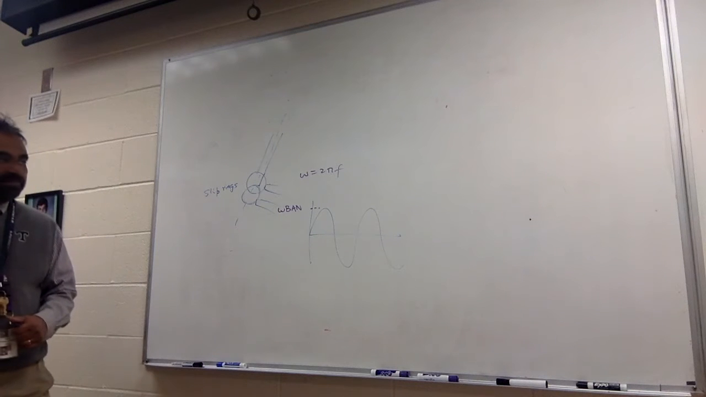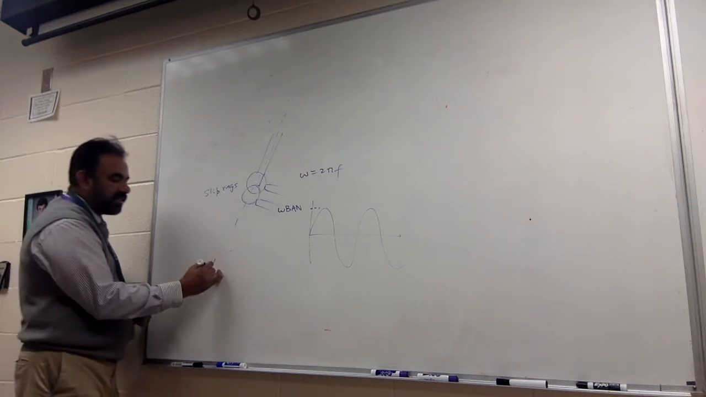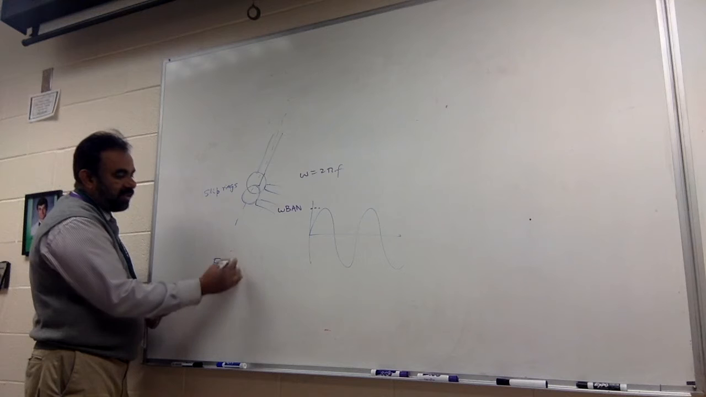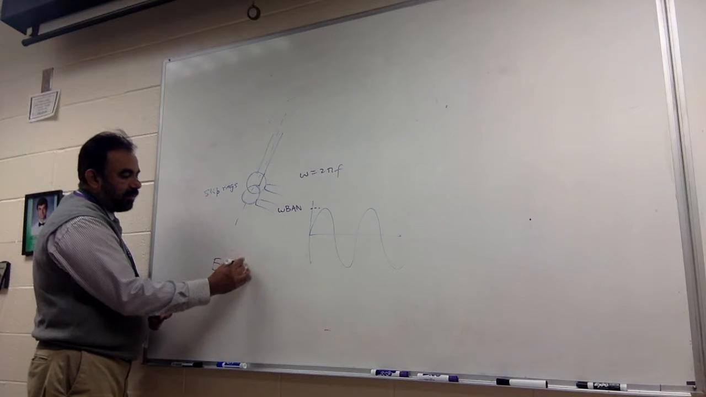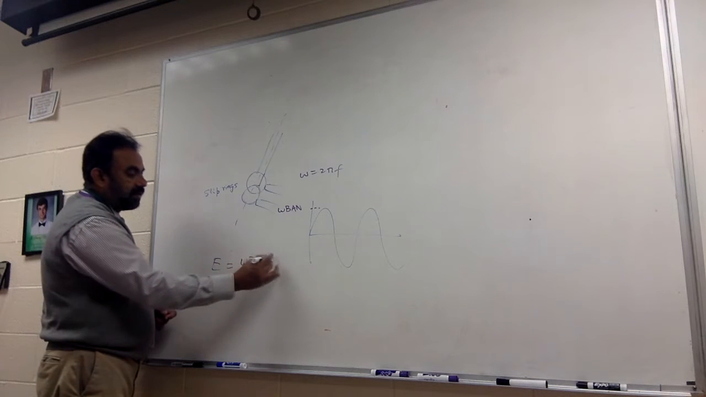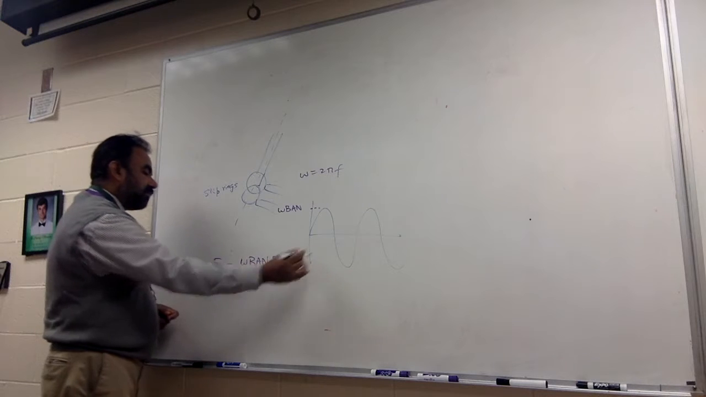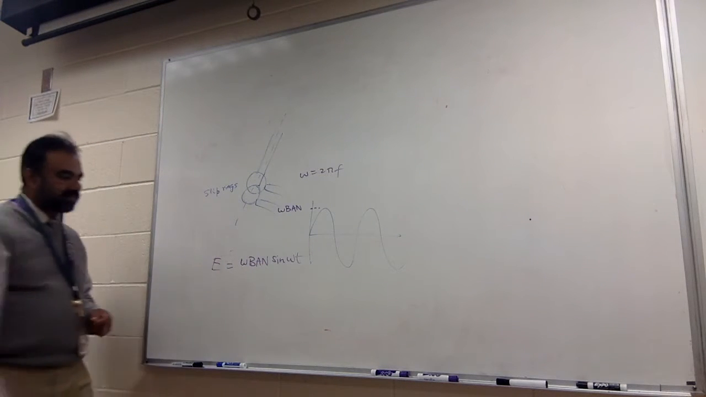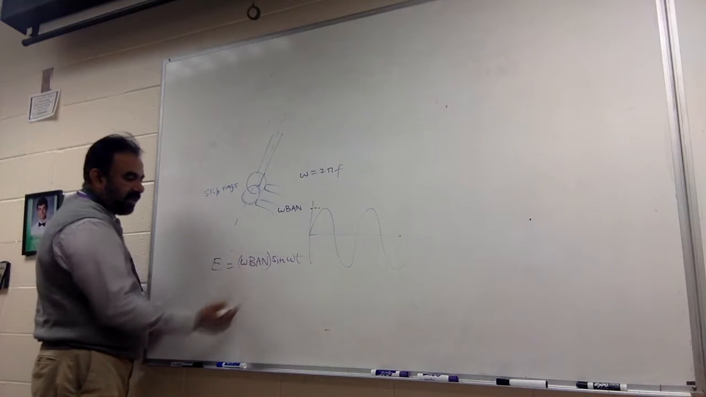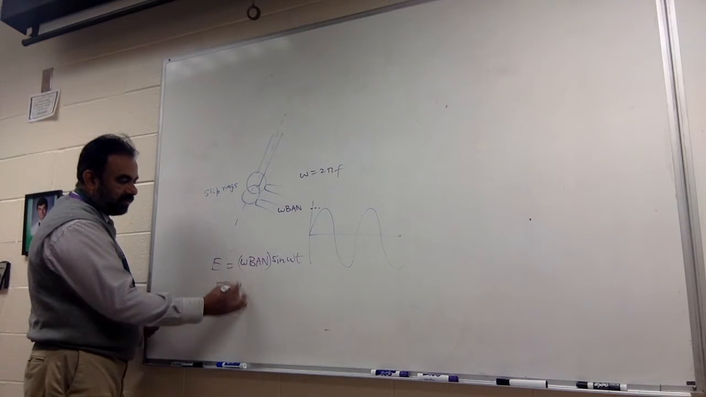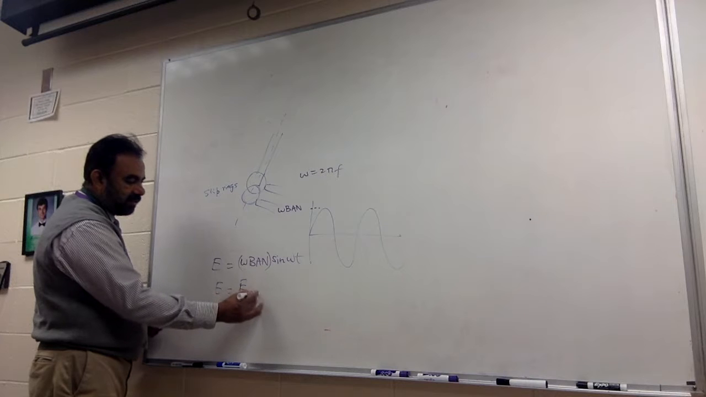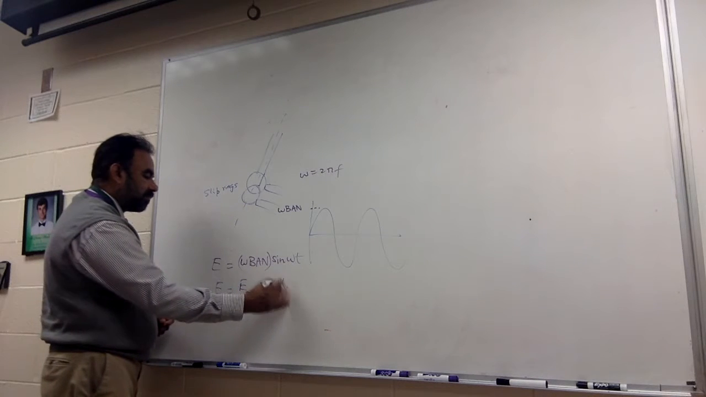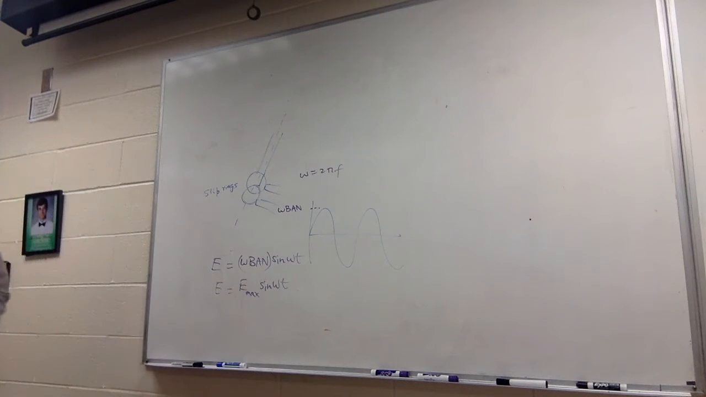That is the peak value, and the whole equation is EMF is equal to omega BAN sine omega t. That's the equation for the generated EMF. And this part is the maximum, so EMF is equal to Emax sine omega t. Now that is an AC generator.